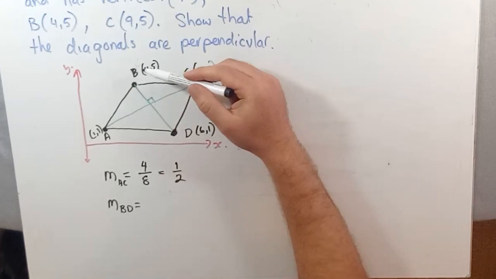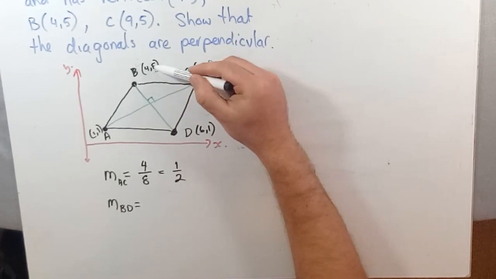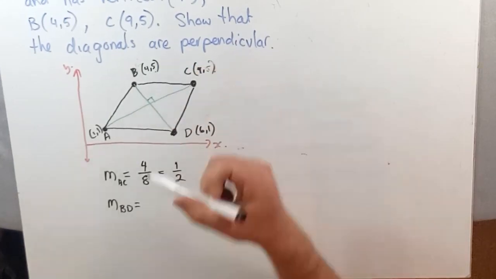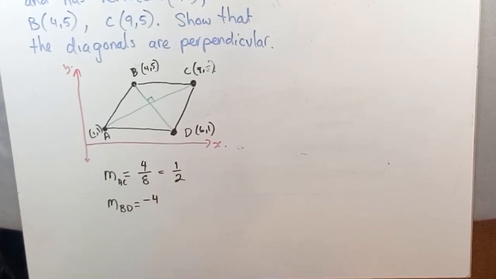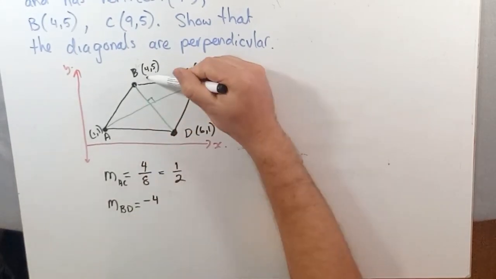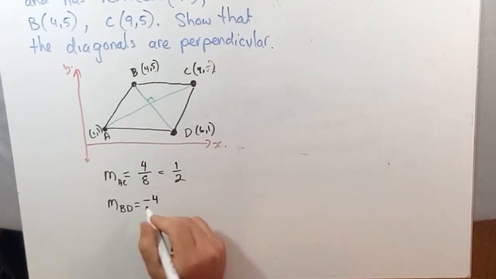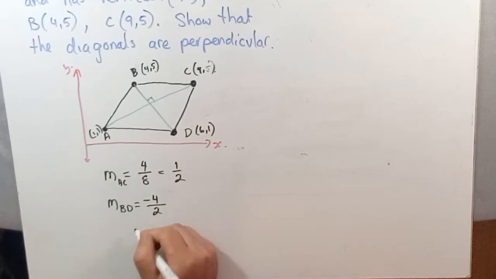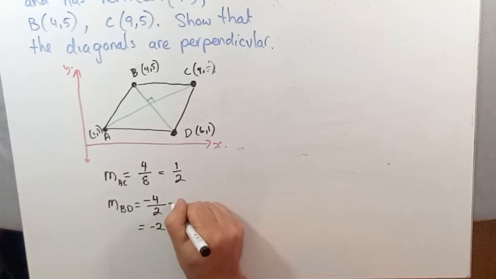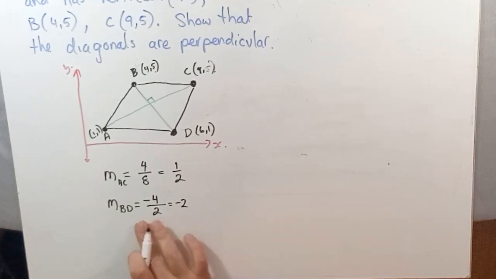So what's the diagonal from B to D? Okay, so for the diagonal from B to D, you've gone down from 5 to 1, so we've got down 4, and across from 4 to 6, so we've gone across 2. So that is equal to -2. I should put it over here, -2.